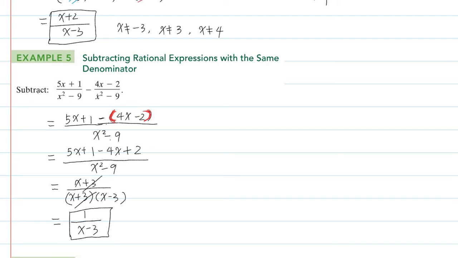Again, if the question is asking you to exclude values from the denominator, then you just have to write it. That will be x cannot be positive 3, x also cannot be negative 3. Because when we factor this, we realize the denominator cannot be 0. So those are the numbers. So you're done with example 5.